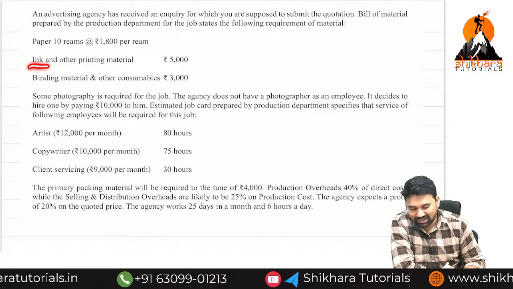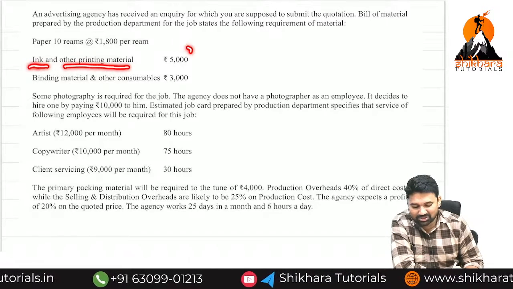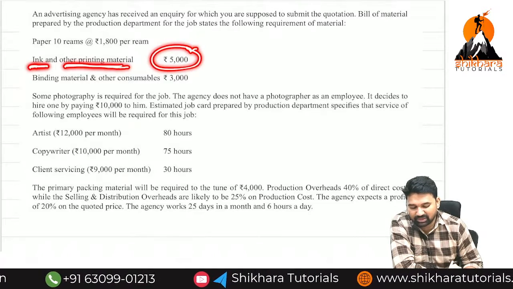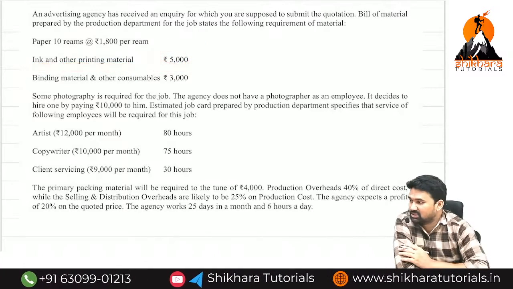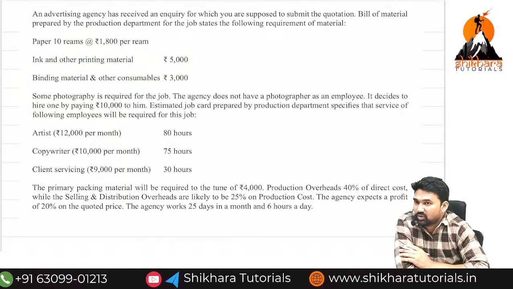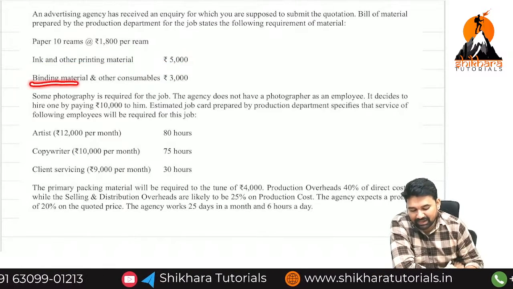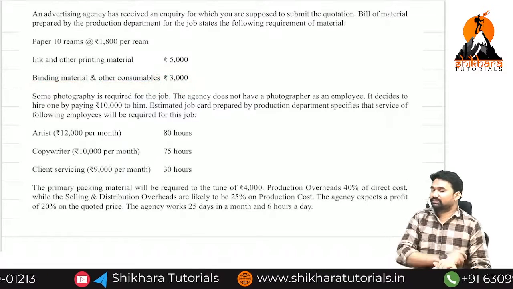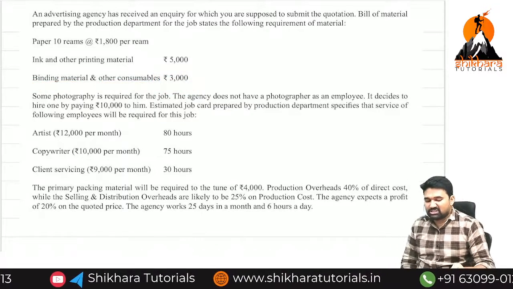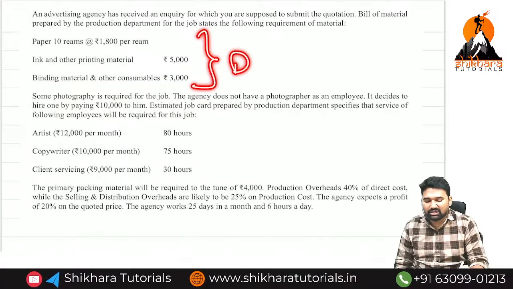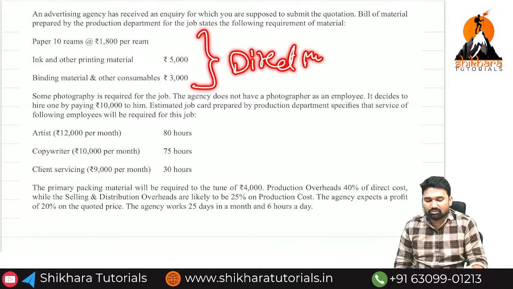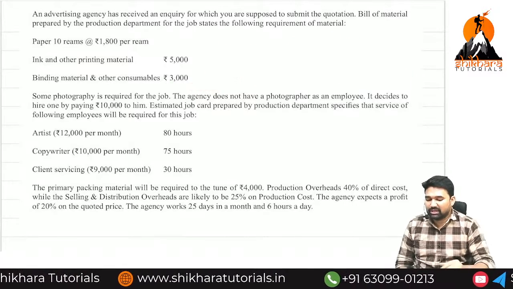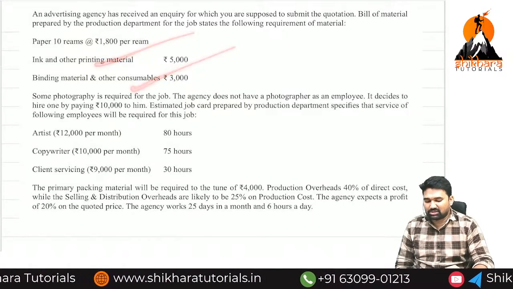Next, ink and other printing material: 5,000. Next, binding material and other consumables: 3,000. So these are all direct materials. By whatever name it may be given, it's all direct material: ink cost, binding cost, paper.